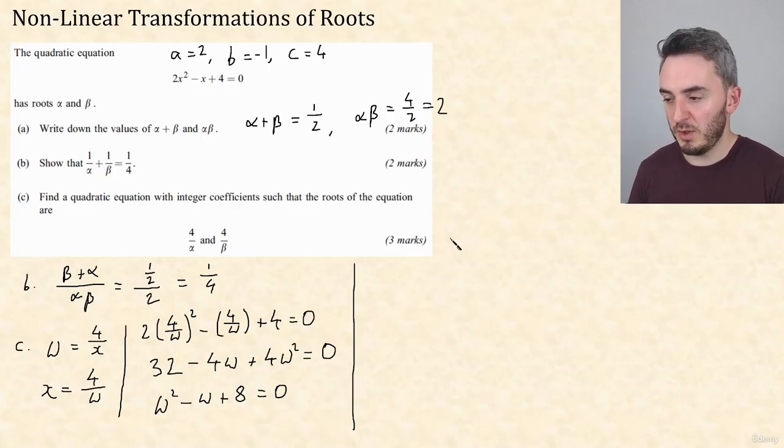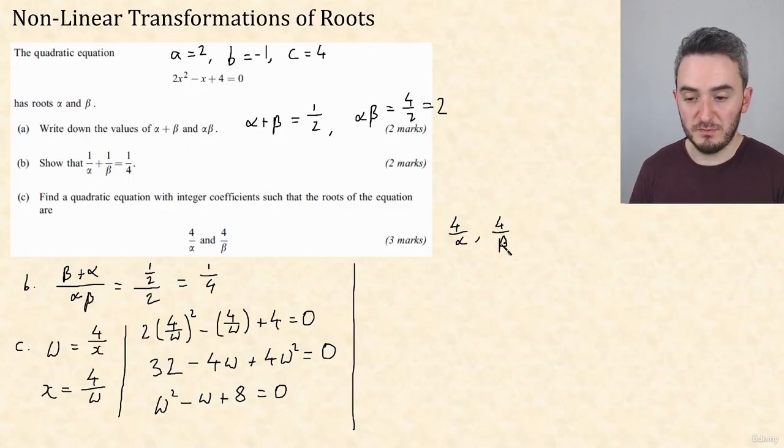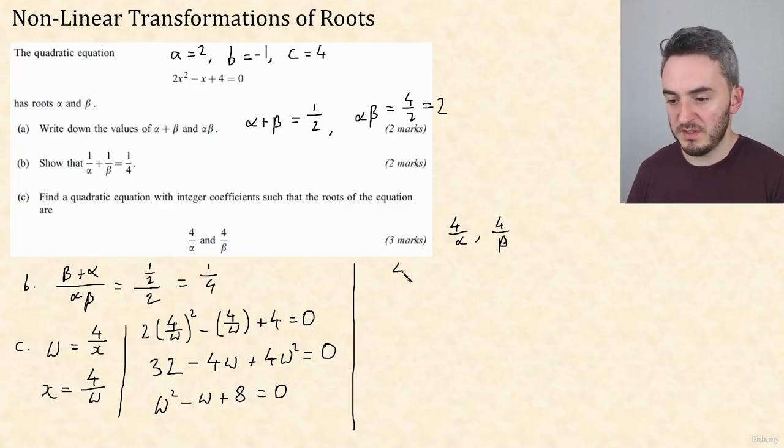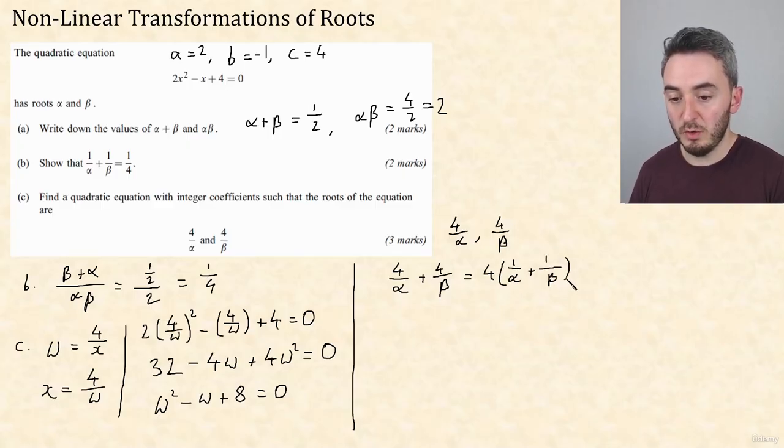And that is to say, well, we want a quadratic with roots of 4 over alpha and 4 over beta. And it's to use sums and products of roots to say, okay, well, what is the sum of the roots? Well, we've actually done the hard work for this already, because that's just 4 times 1 over alpha plus 1 over beta, which we already worked out should be a quarter. So 4 times a quarter is 1.